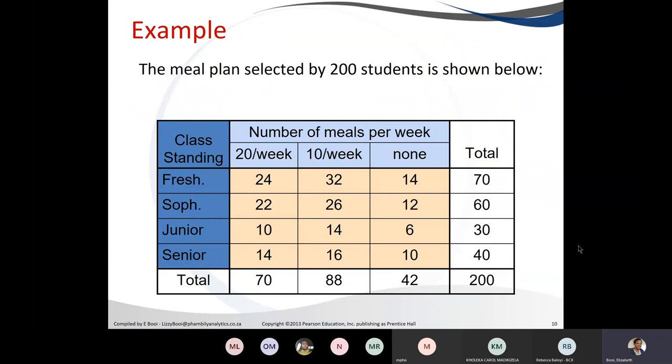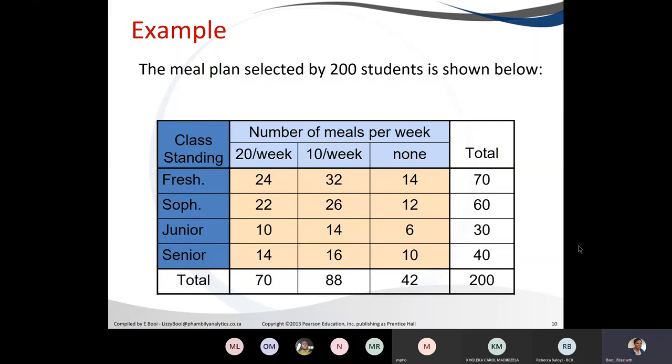As you can see, this table is very big. It's got four categories in terms of class standing, and three categories in terms of number of meals per week. So we have meals per week selected by 200 students, shown below. The students are broken down by class standing, which means the type of student. This is an American term which refers to freshmen, sophomore, junior, and senior. Freshmen are the first year students. Sophomores are those moving from first year to second year, juniors are those in their second to third year, and seniors are those doing postgraduate studies, like your honors, masters and PhDs and so forth.